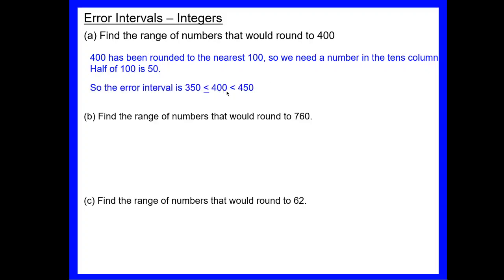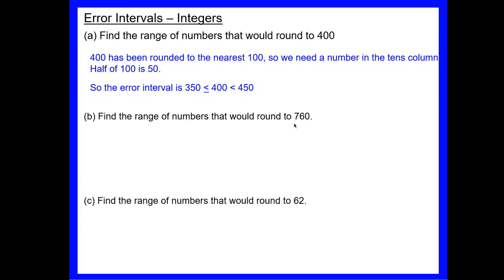So there's our 400. Remember, if it's rounded to the nearest 100, the next number would be 500. So halfway up is 450. And from 400 down to the previous number, which would be 300, halfway is 350. So the quick way to look at it is to say, well, what has it been rounded to? Half that number, add it on for the upper value and take it away for the lower value.